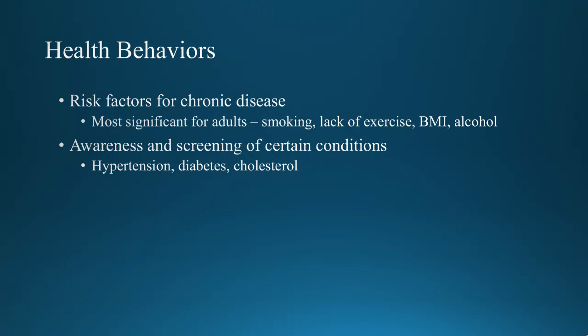Some of the risk behaviors for chronic disease. For adults, the most significant ones are smoking, lack of exercise, BMI, which is your body mass index, so it's your weight, and alcohol use. Some of the promising contributions we have made towards public health for adults are awareness and screening of certain conditions. So we now know that hypertension or high blood pressure leads to heart disease and cardiovascular problems. And so now doctors closely monitor hypertension. So if you have high blood pressure, it will be monitored and you will be put on medication if it remains high. Same goes for diabetes and cholesterol.